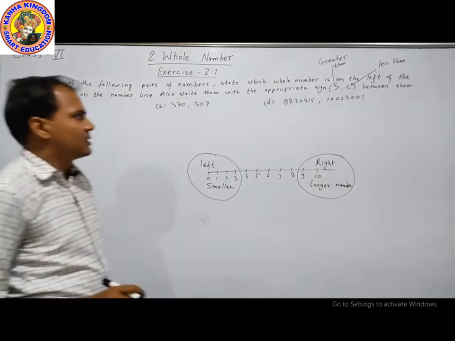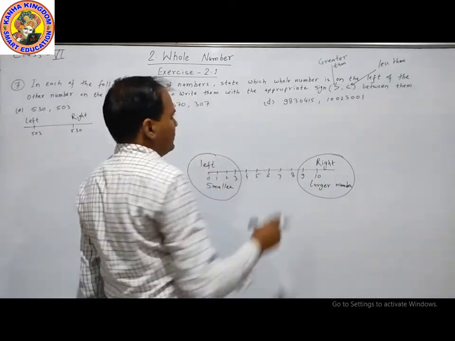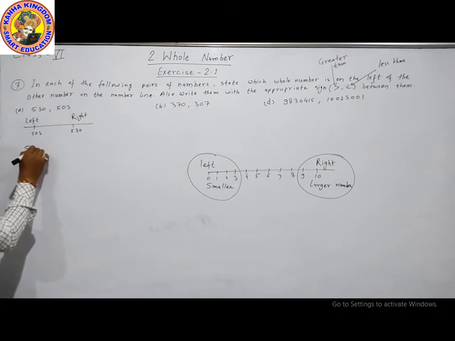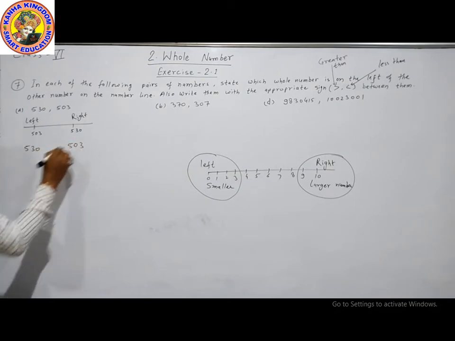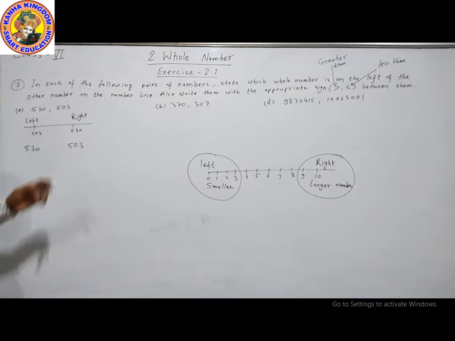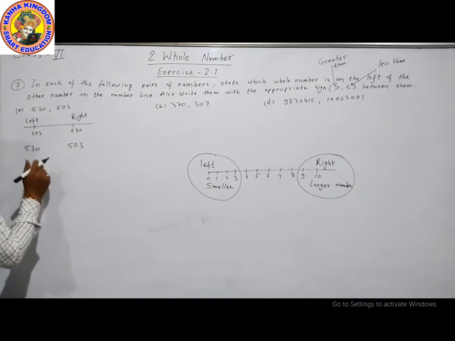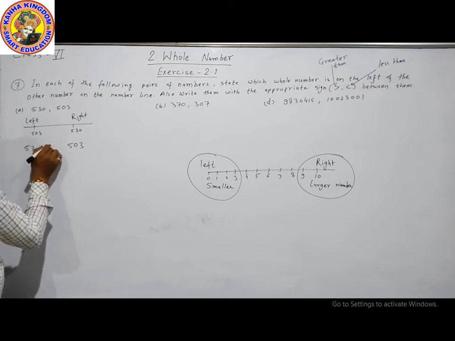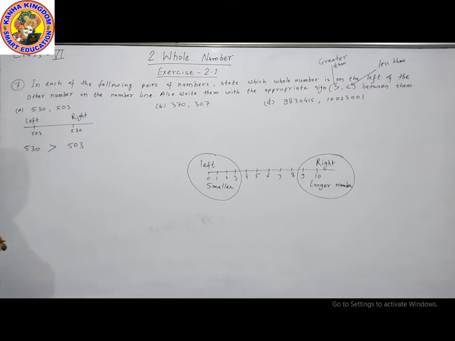Then another question. Also write them with the appropriate sign. There is a pair of numbers, 530 and 503. 530 is greater. This is our larger number, so we use the sign of greater than.